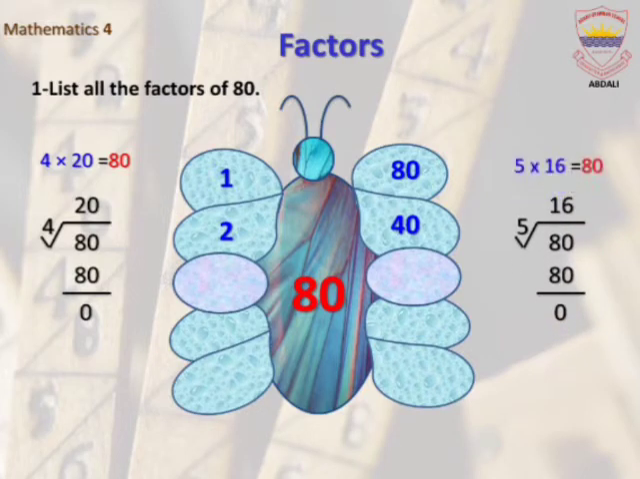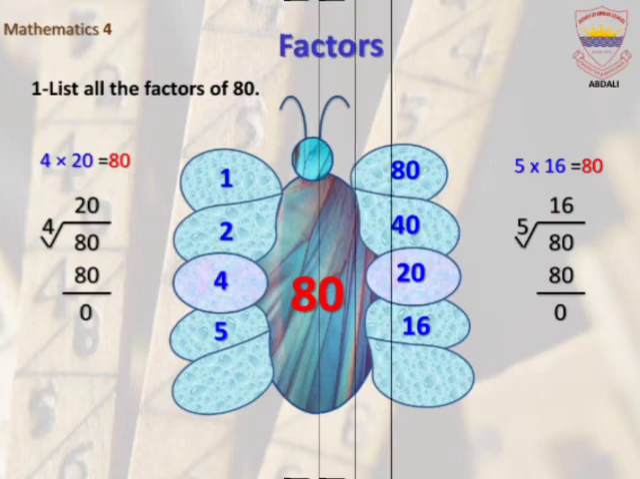Now we find other factors of 80. In the table of 5, when we divide 80 by 5, we get 16, and when we multiply 5 by 16, we get 80. So the other factors of 80 are 5 and 16.